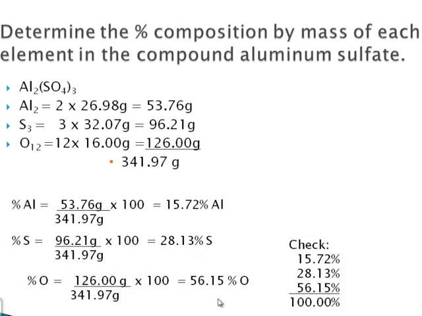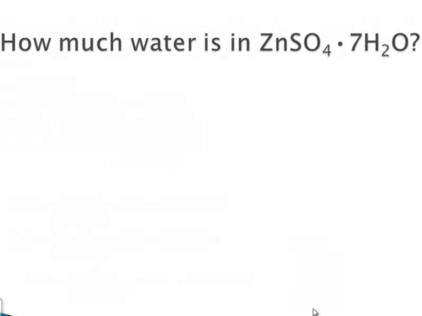It's always a good idea to check your work, and the way to do that is you add all of these together, and they should add up to 100, and in fact they do. Now if they add up to 100.01, 100.02, or 99.99, that's going to be close enough. Okay, let's do one more.